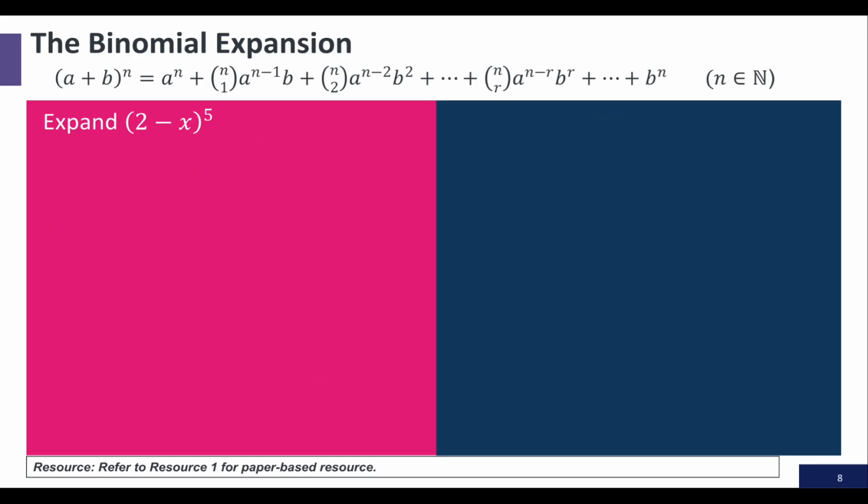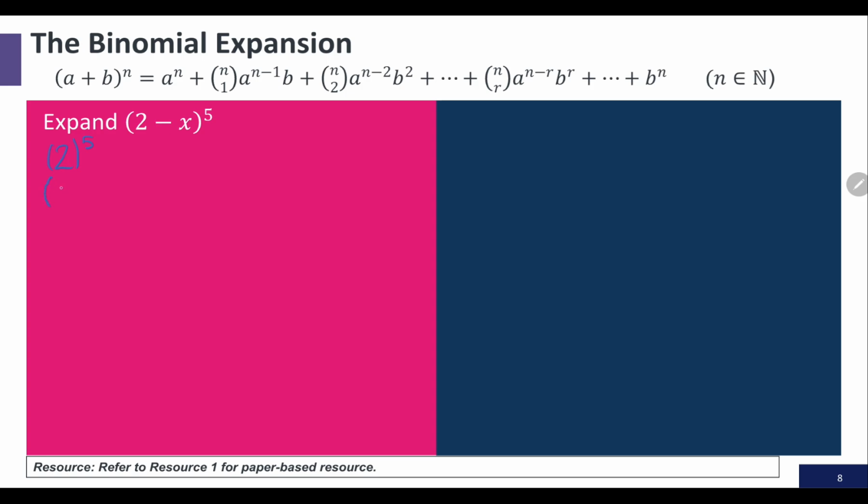So this time, I've changed it a little bit. This time I've got a 2, and I've got a minus x, and I'm raising it to the power of 5. So this is a more difficult example, but I'm not going to change what to do. First thing is to raise 2, in a bracket, to the power of 5.